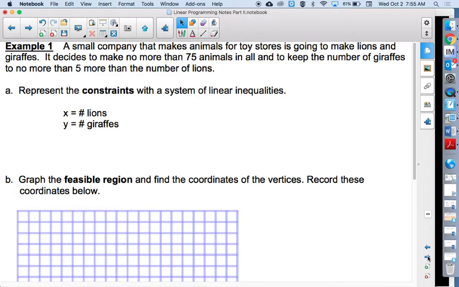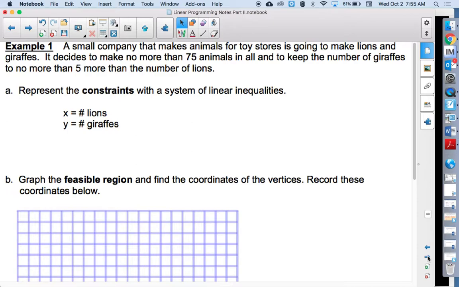The first part says represent the constraints with a system of linear inequalities. And the other thing you'll be asked to define is what are you using for x and y? And it's already given for you here. So we're saying the x would be the lions, the y would be the giraffes. If you'd rather use an L and a G, you can use an L and a G. But that's kind of up to you how you want to define your variables, but that'll always be part of it. So list the variables you're using and what they represent in the problem.